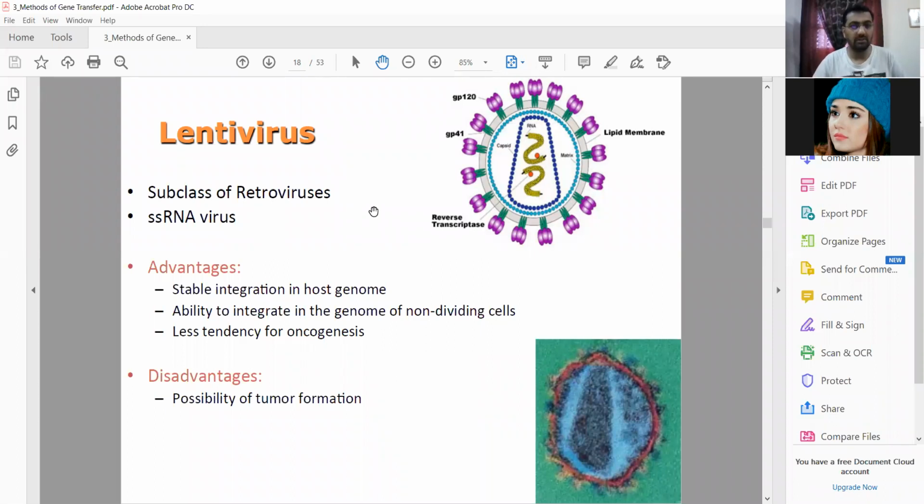So the advantage of this is stable integration with the host genome, meaning they could give a stable gene transfer capacity. They have the ability to integrate into the genome of non-dividing cells even, meaning retroviruses don't have that capacity to integrate or transduce non-dividing cells, but these lentiviruses have the capacity to integrate into the genome of both dividing and non-dividing cells. Less tendency towards oncogenesis, but a few cases are reported in which there is a possibility of tumor formation.